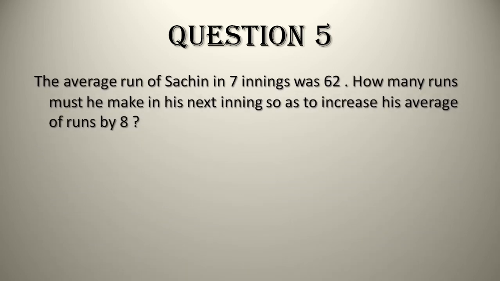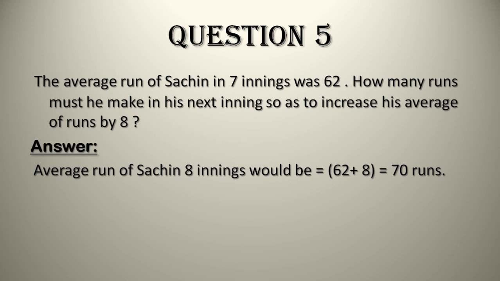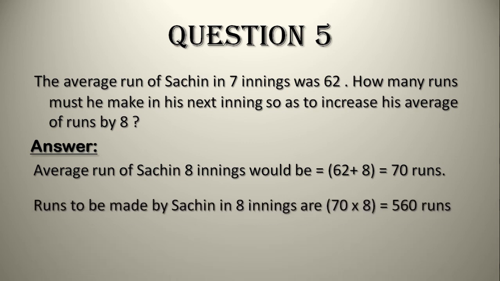The average run of Sachin in 7 innings was 62. How many runs must he make in his next inning so as to increase his average of runs by 8? The present average of Sachin in 7 innings is 62. The increased average in 8 innings would be 62 plus 8, which is equal to 70 runs.